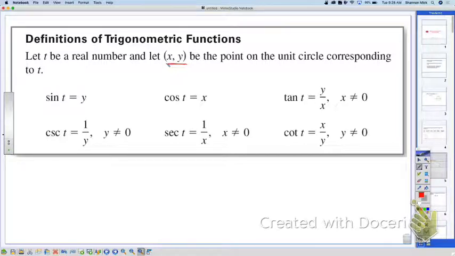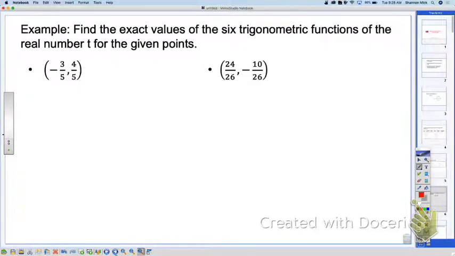So let's use it in the way you're going to use it in your assignment. Find the exact value of the 6 trig functions for the real number t for the given point. That's what it says in the book, exactly the directions in the book. They have a picture. Well, this is in the unit circle. The implication of this is it's in the unit circle.